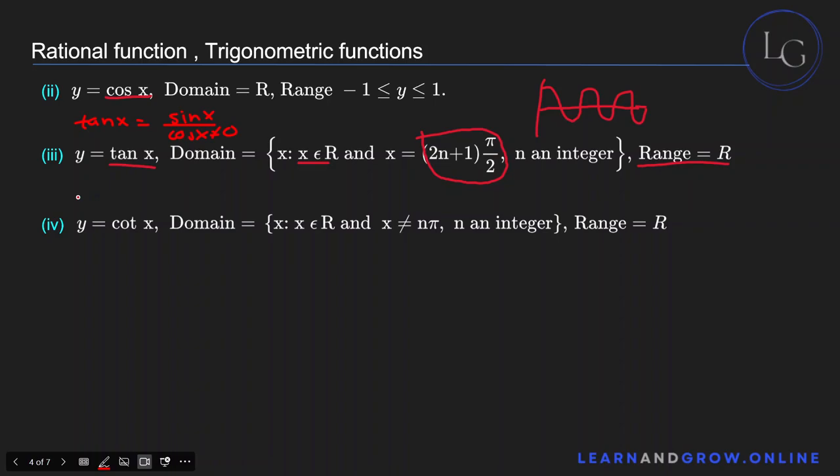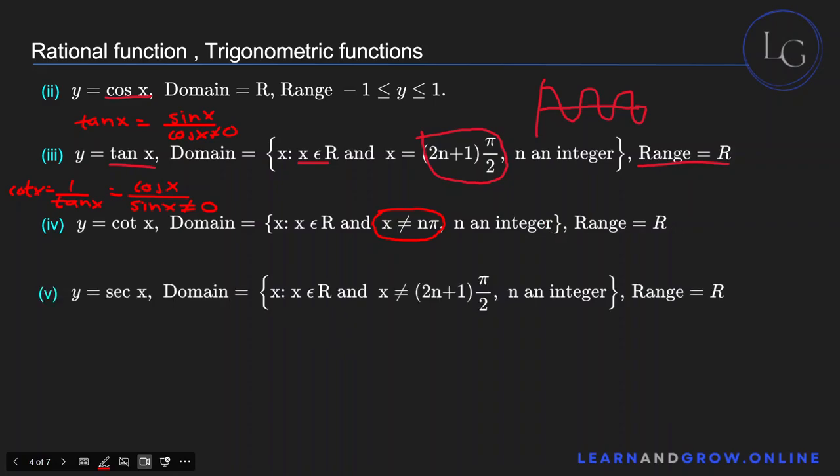Similarly, you have cotangent of x, which is basically just the reciprocal, so it is 1 over tangent of x. Right, so cotangent of x is equal to 1 over tangent of x, and that will be equal to cosine of x over the sine of x. And as you know, sine of x here must not be equal to 0, and at every single multiple of pi, sine of x is equal to 0. Hence, it is not in the domain of this function. But again, the range is all real numbers.